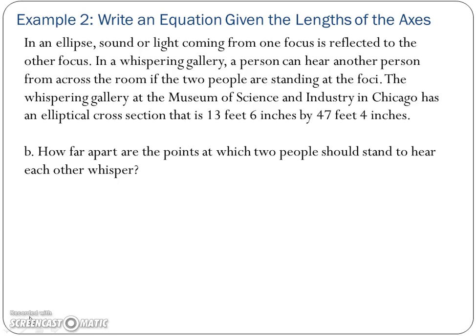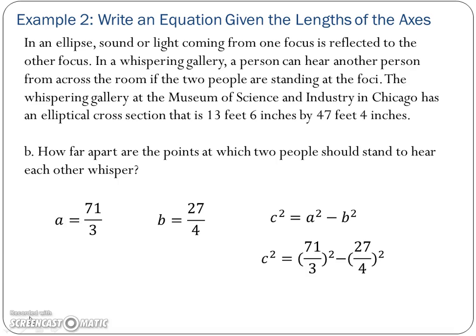Okay. So the next question here is how far apart are the points at which two people should stand to hear each other whisper? People should stand at the two foci in the ellipse. The distance between the foci is 2c. So we need to find c. So we're going to do c squared equals a squared minus b squared, where a is 71 over 3 and b is 27 over 4.